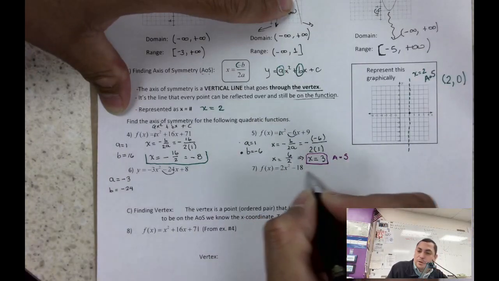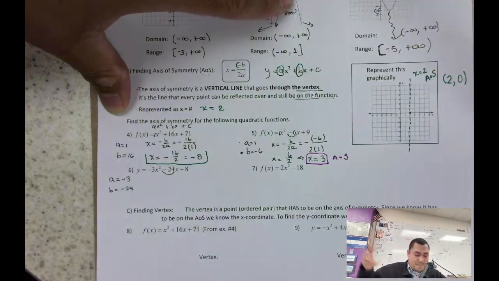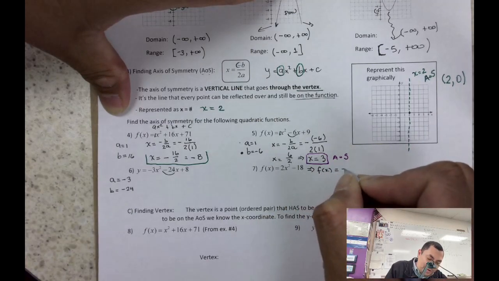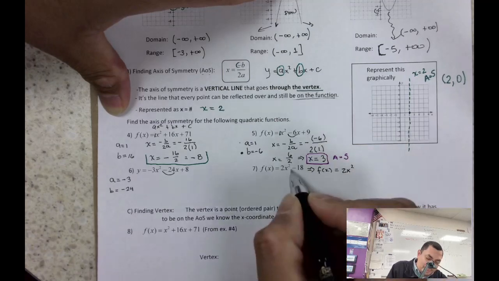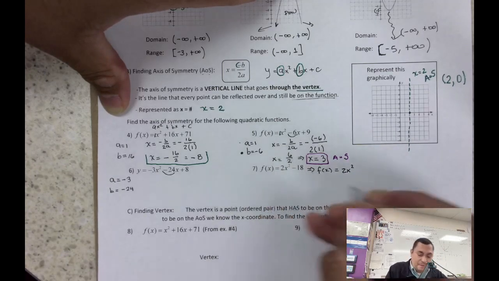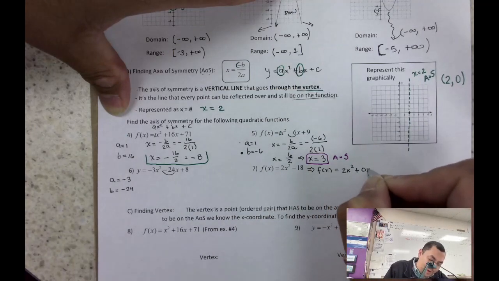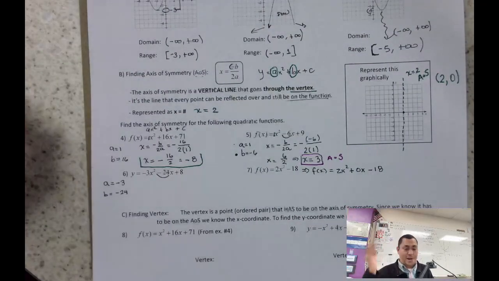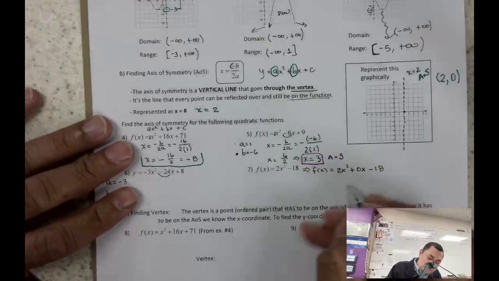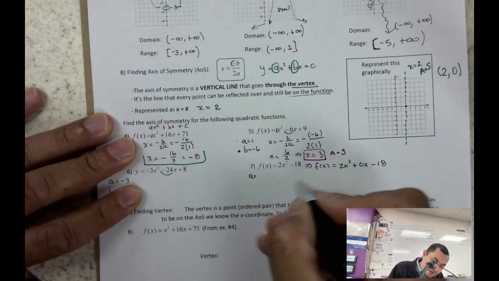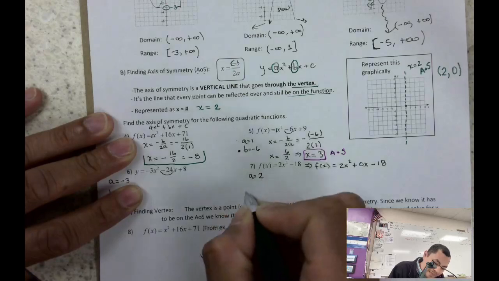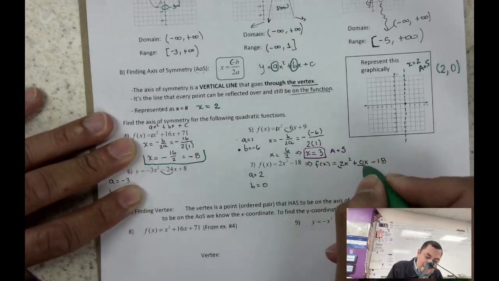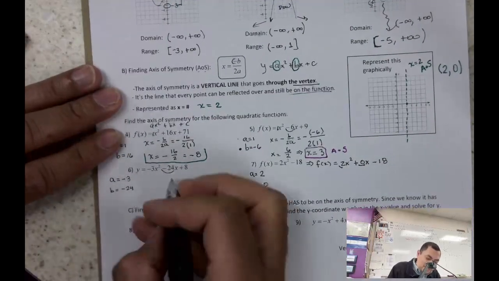Okay, this function is not completed in standard form. So what I'm going to have here is f of x equals 2x squared. I'm missing the x factor here, plus 0x minus 18. If you are missing an x, put a 0x. And that's what we are going to do. So my value of a is 2, and b equals 0. This 0 here. A is 2, b is 0. Let's finish this one, number 6.